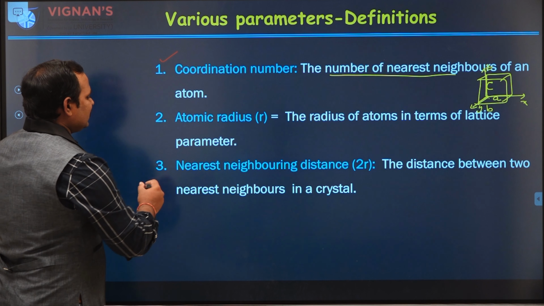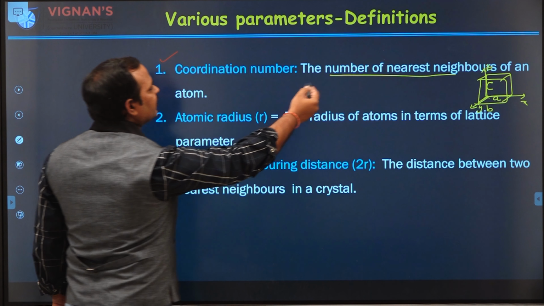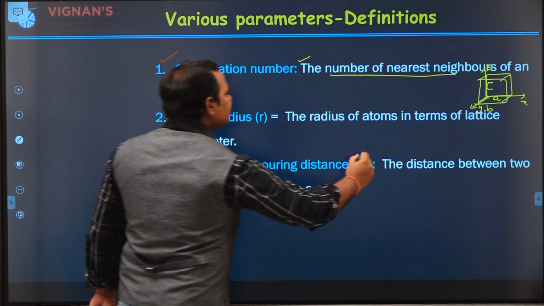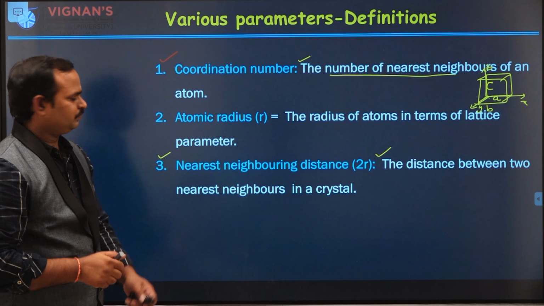The next one is the nearest neighbor distance. We know how many nearest neighbors there are. This gives a number, and here we find the distance between them. That means the distance between the two nearest neighbors.